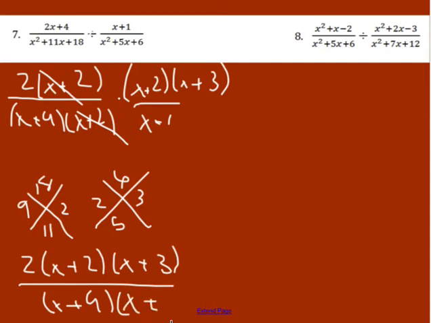So I want you guys to see if you can finish number 7 on your own. I'm going to move on to number 8, so pause the video. So let's do a bunch of x's. We're multiplying to negative 2 and adding to 1. We're multiplying to 6 and adding to 5.